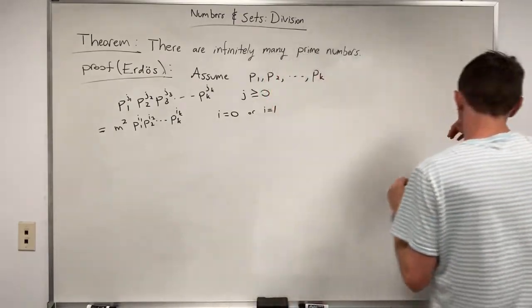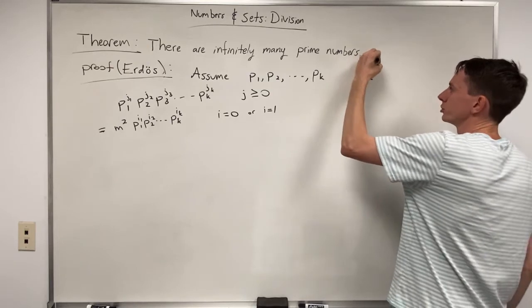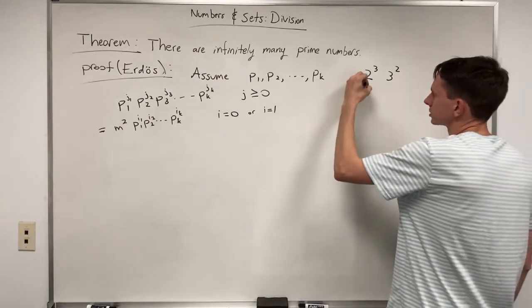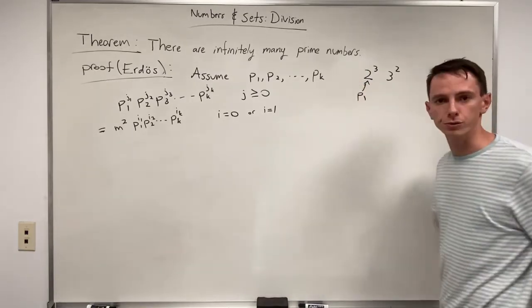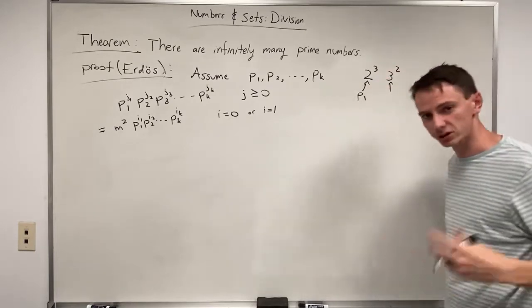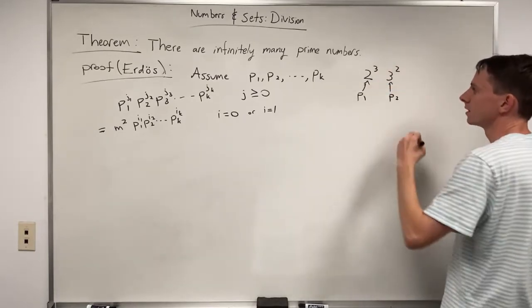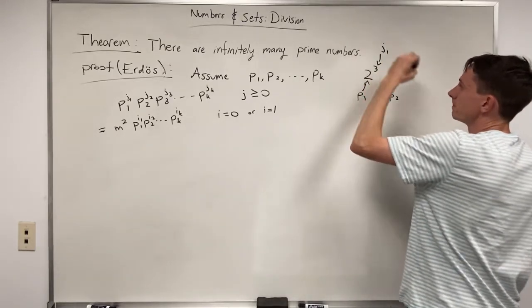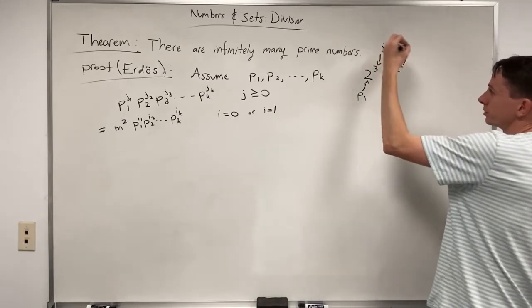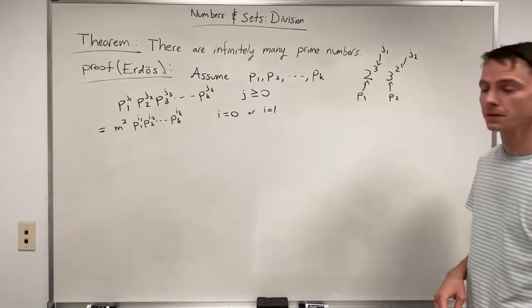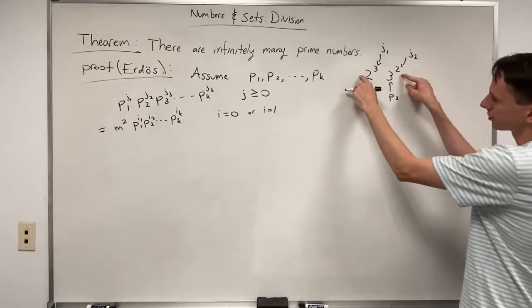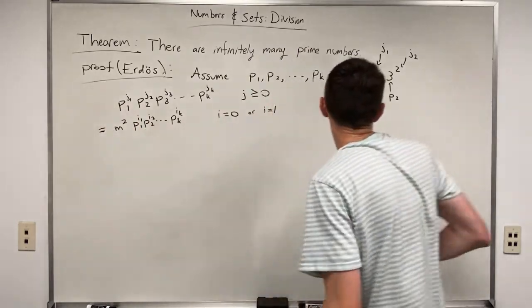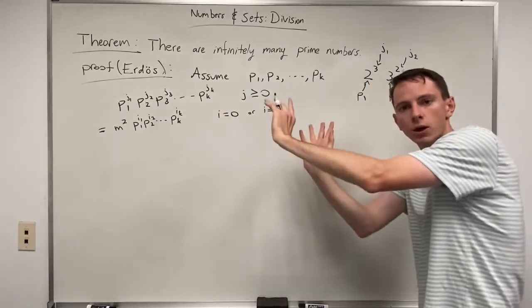So if we have maybe 2 cubed times 3 squared as just an example, then in that case, 2 would be our first prime number, p1, and 3 would be our second prime number, p2. Then 3, the exponent of 2, would be j sub 1, and 2, the exponent of 3, would be j sub 2. What we are doing, taking this number, which would be representative of this line, and going down to this line, is just moving all the squared terms out in front.